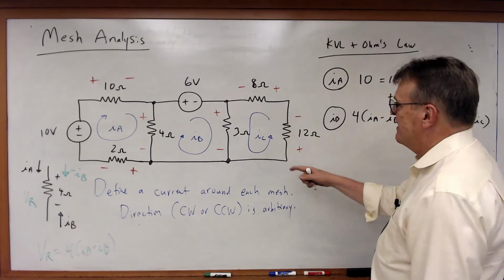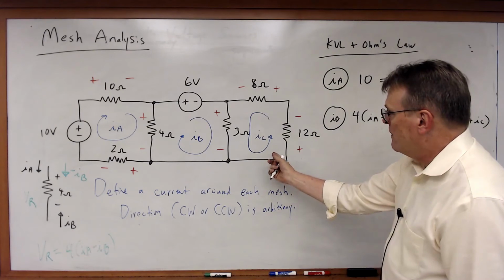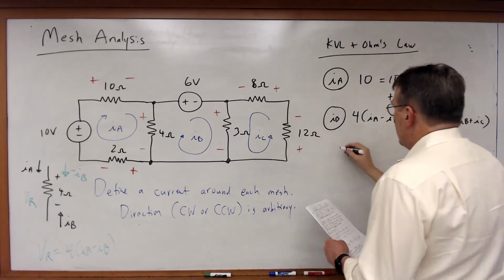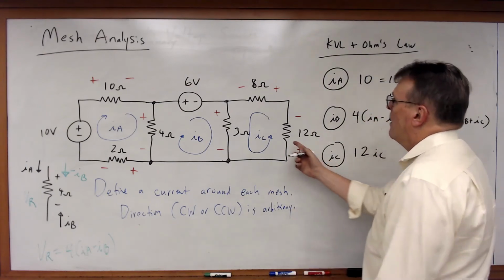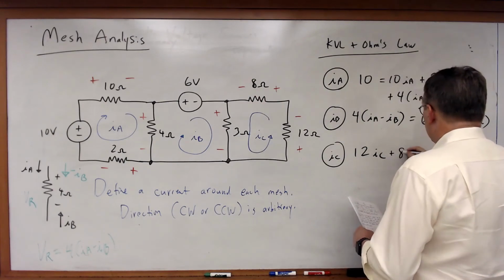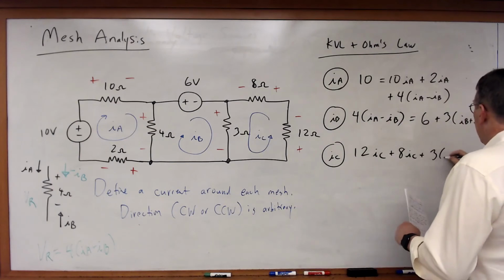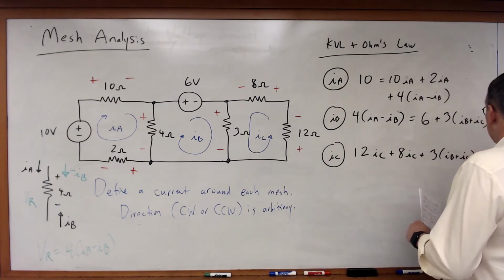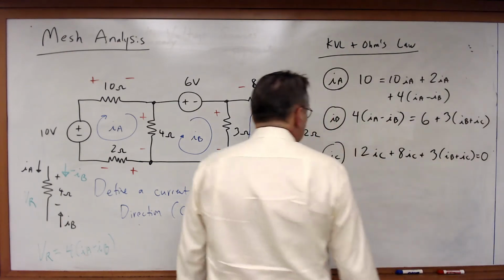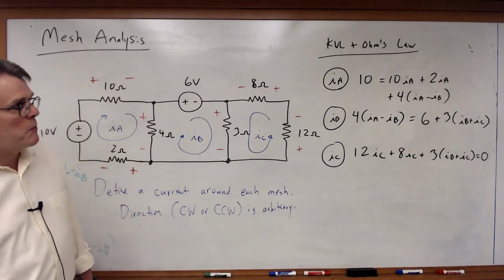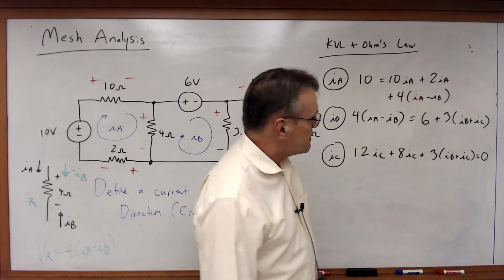Finally, IC. In this case, I'm going to go counterclockwise. So starting here in the corner, I'm going to go around: 12 times IC plus 8 times IC plus 3 times IB plus IC is equal to 0. And here I've written KVL plus Ohm's law for the 3 meshes.